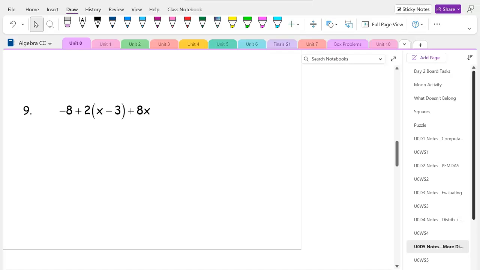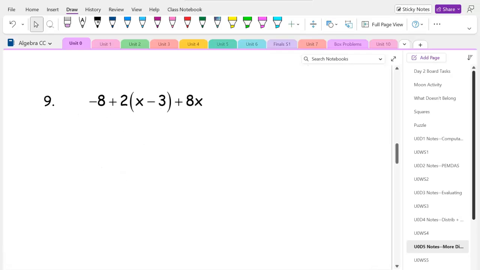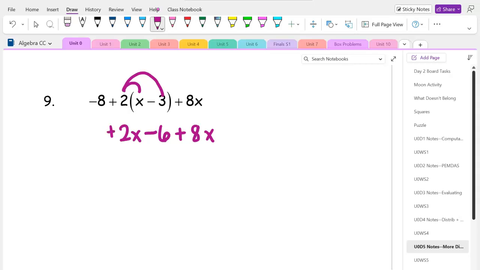All right, now we've made the problem a little more extensive here. We've got more things going on. You are still always starting with the parentheses, okay? So find that number right outside of the parentheses. It is a 2. Multiply inside the parentheses. 2 times x is 2x. 2 times negative 3 is negative 6. Bring everything else down exactly where it was.